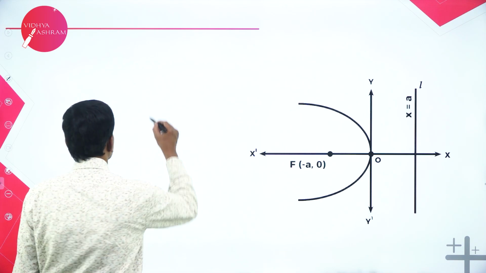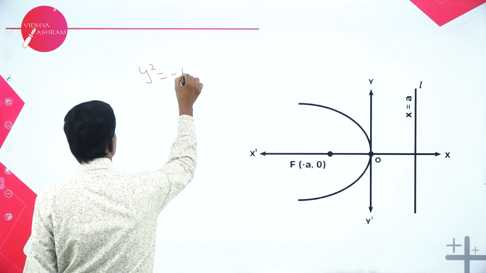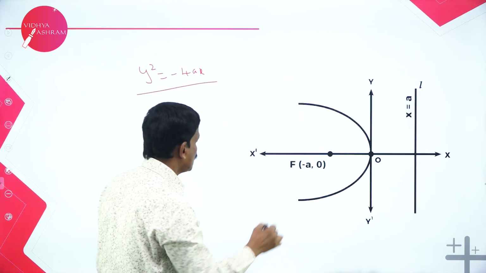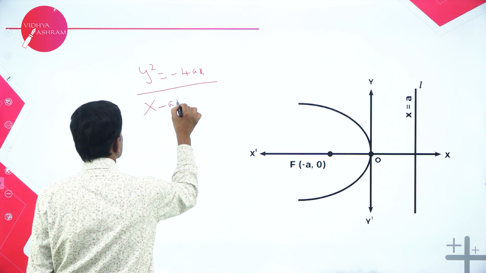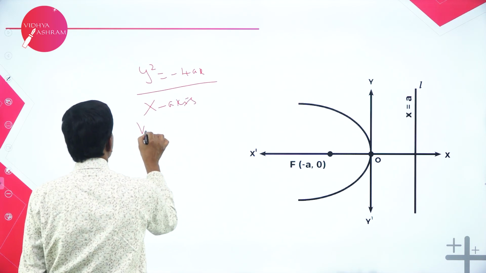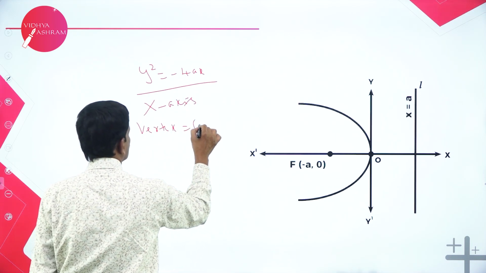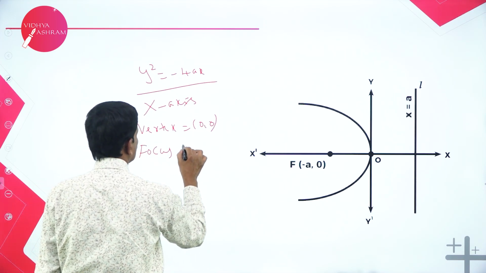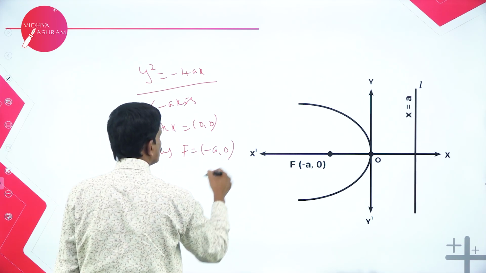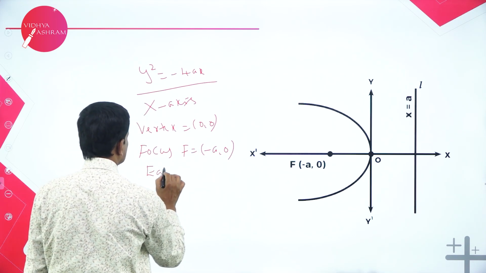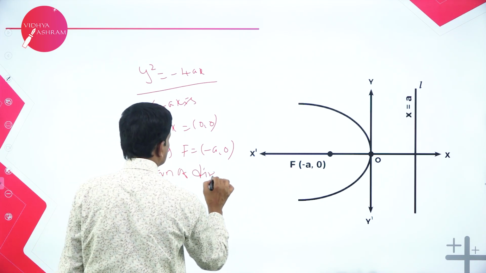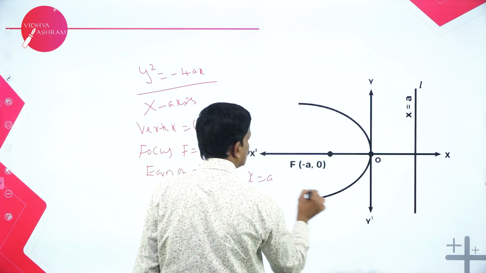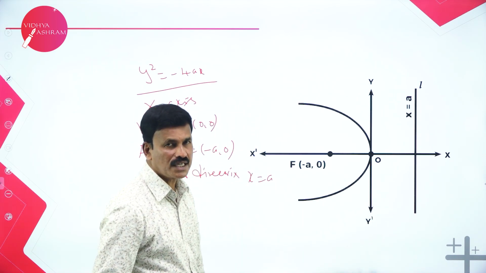The equation of a parabola in the form y square is equal to minus 4ax. So the parabola which is opening towards the left side, the axis of the parabola is the x-axis, and the vertex in this case is (0, 0). The focus S or F is equal to (minus a, 0), and the equation of the directrix is x is equal to plus a, right?